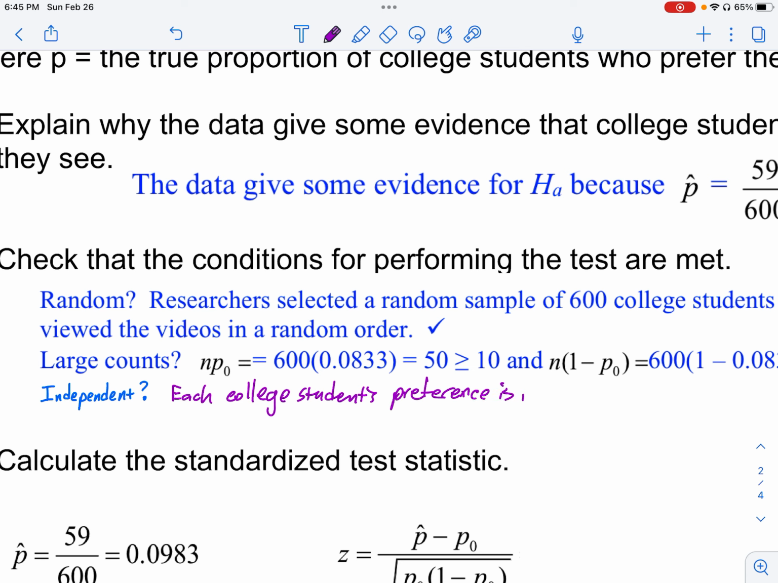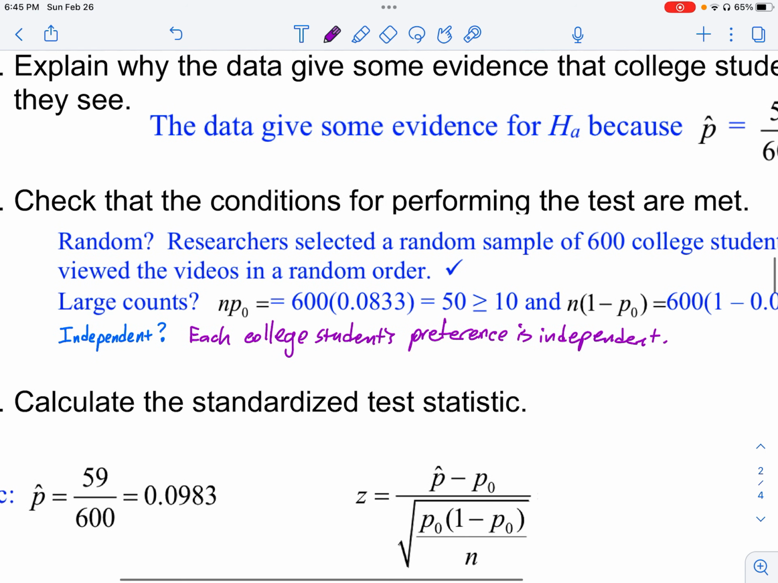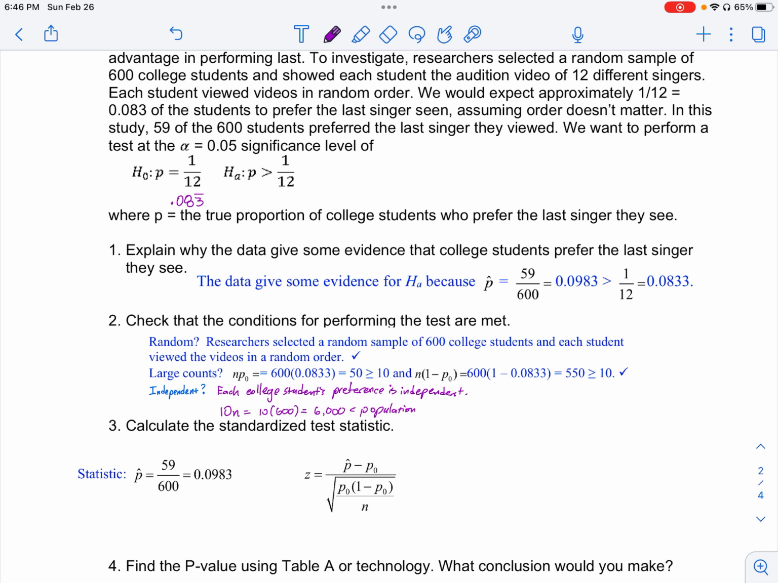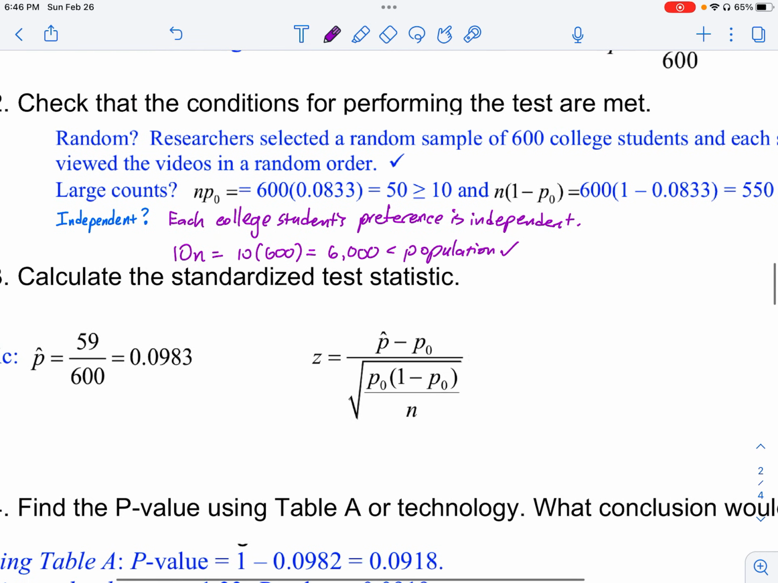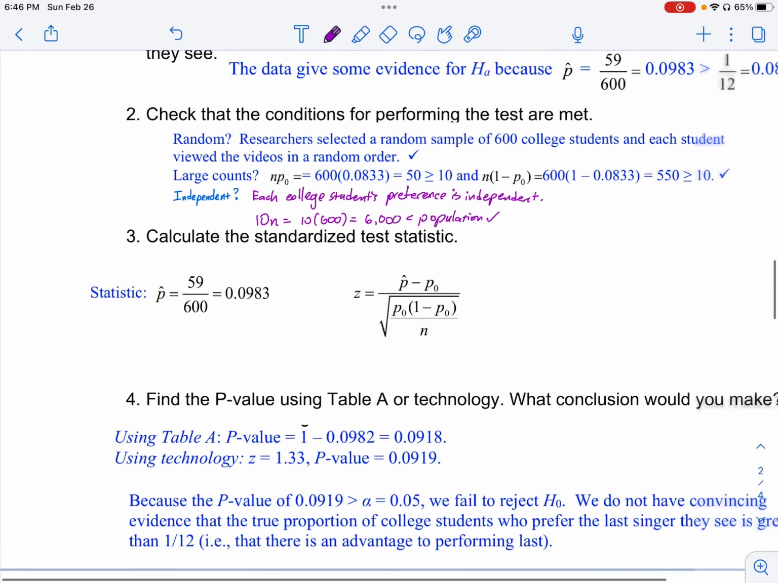Preference is independent. You could also use the 10% rule or the 10n rule. Take 10 times n, that's 10 times 600. That is 6,000. Is that less than the population? Well, that begs the question, what's the population? The population is college students, okay? There are far more than 6,000 college kids. There's like 50,000 at the U of M alone. So those are our three conditions.